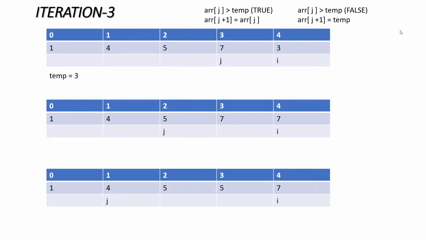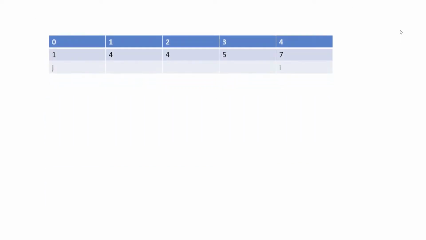After inserting, it looks like this. Then I have to decrement j. Now j is at the first index and the element in the first index is 4. Here 4 is greater than 3, which means it is again satisfying the condition, that is, the j element is greater than temp. After satisfying the condition, I have to insert the element in the first index into the second index.